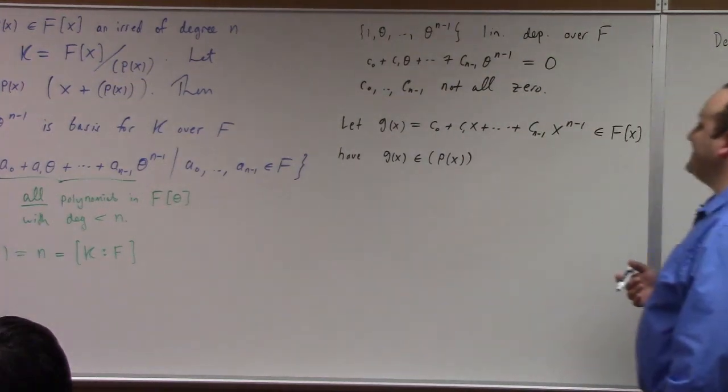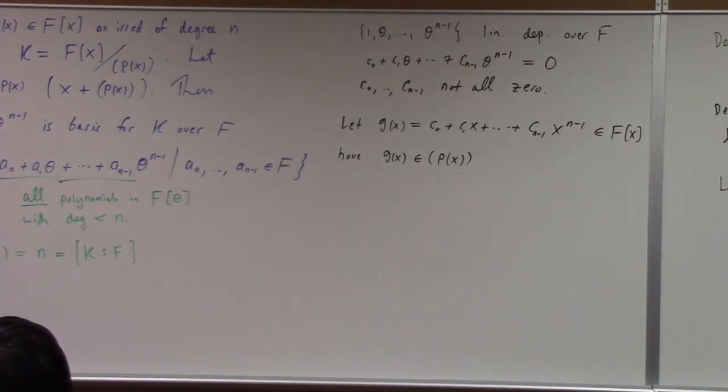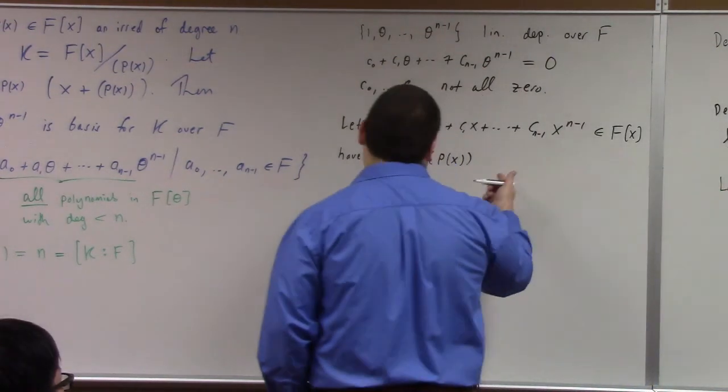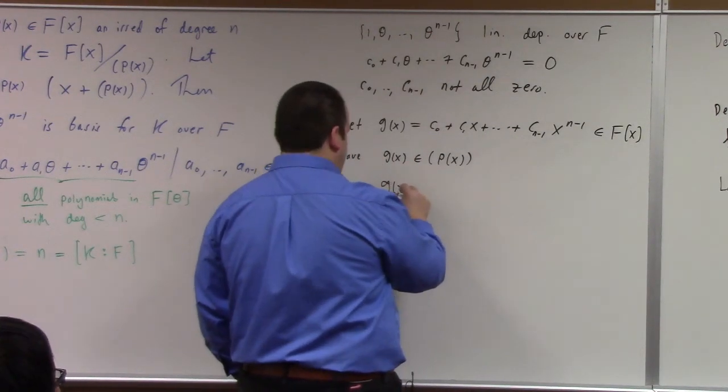What would that say? So it has to be a multiple of p of x, but it's not possible because the degree of g is less than n, less than the degree of p. Oh, right, exactly. And that's exactly the contradiction.